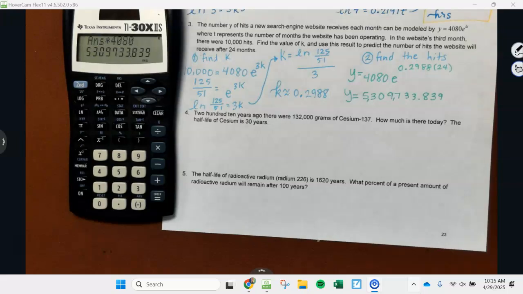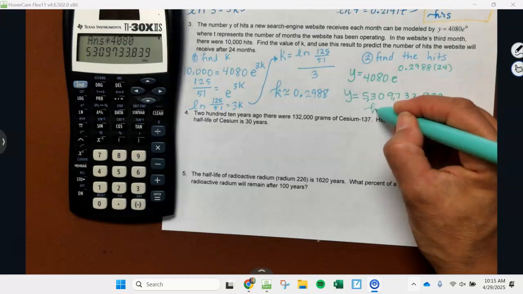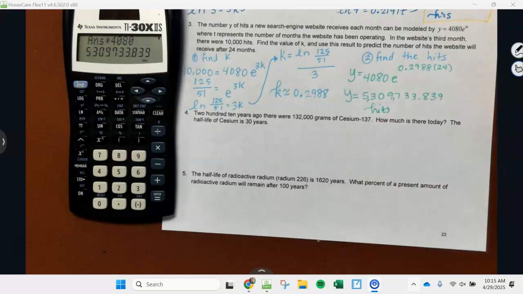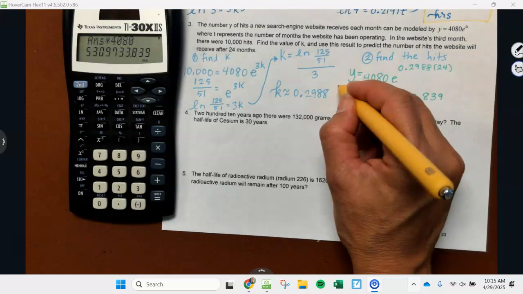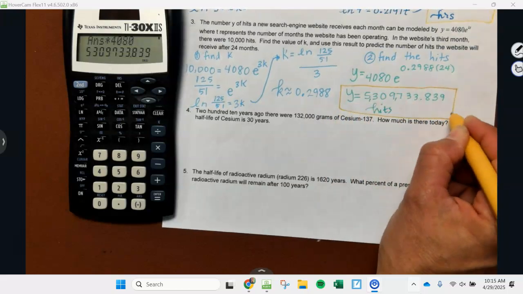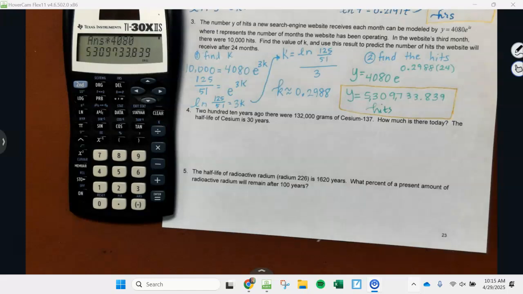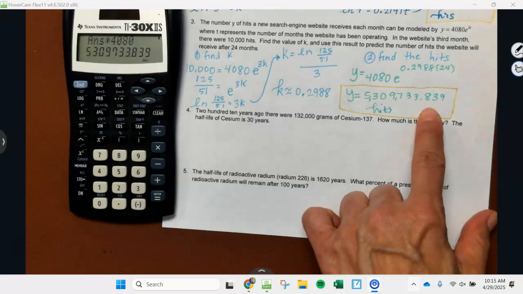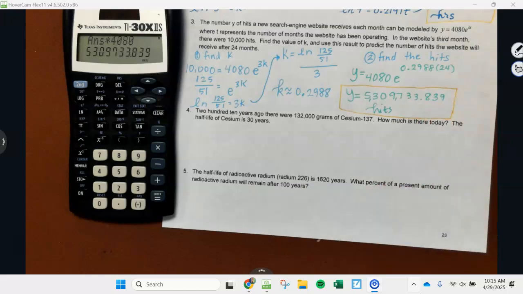So that website is going to have that many hits in 24 months. Y'all, if I was being picky, would you round up or round down for number of hits? Down. Good job, yeah. You can't have .839 of a hit on a website. Doesn't exist. Good. You would round down.